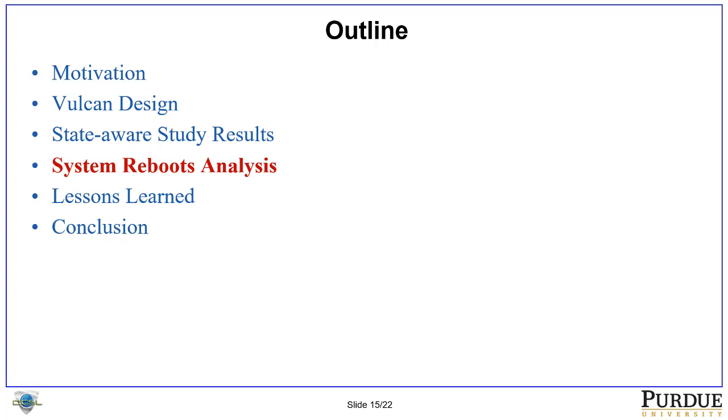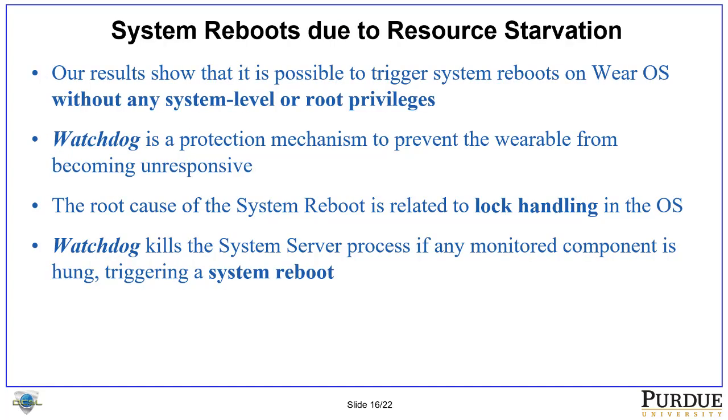Next, I will talk about our analysis regarding system reboots. In our results, we show that it's possible to trigger system reboots on Wear OS without any system level or root privilege. Basically, one application in user space can make the device soft reboot just using intent injection. These system reboots were mainly because of resource starvation, and this resource starvation was related to a high degree of concurrency denoted by the sensors that were activated in the device.